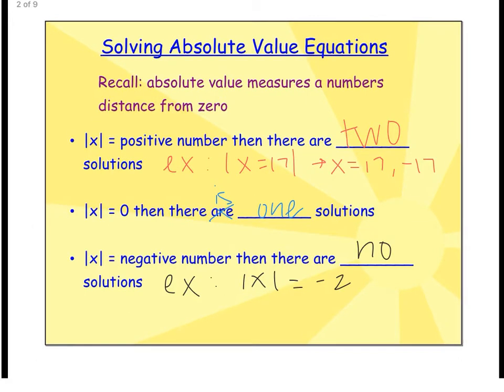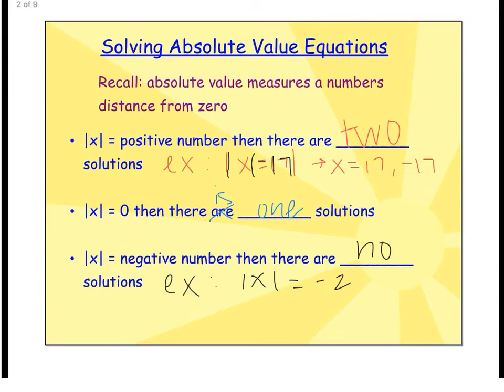When we're solving absolute value equations, recall that absolute value measures a number's distance from zero. If you have the absolute value of x equal to a positive number, then there are two solutions. There's an error here. It should be absolute value of x is equal to 17. Then your solutions would be x could be positive 17 or negative 17.